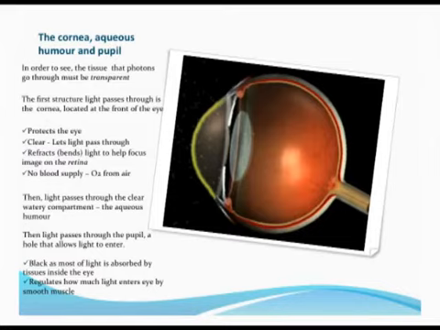Then light reaches the aqueous humour, so the transparent fluid-filled compartment in the anterior chamber, and then it goes through the pupil, which is the black hole. And the reason why it's black is because most of the light is absorbed by the tissue surrounding the pupil. And the pupil regulates how much light can enter the eye by the smooth muscle surrounding the eye in the iris.